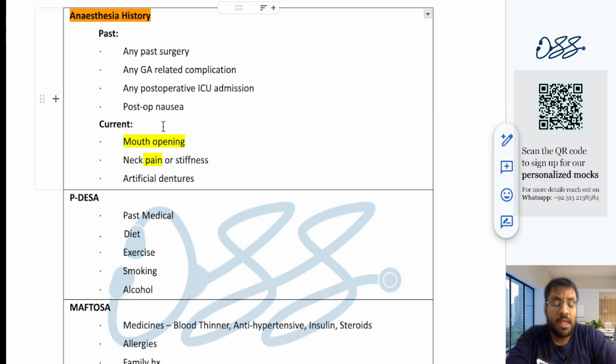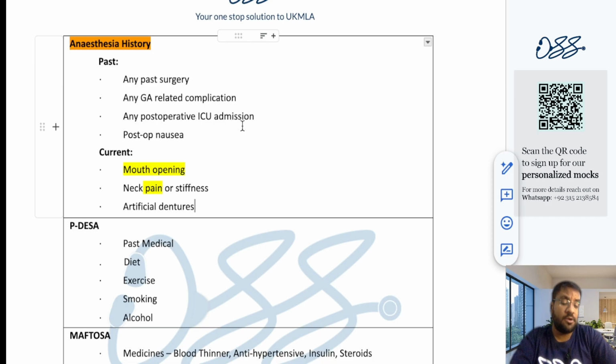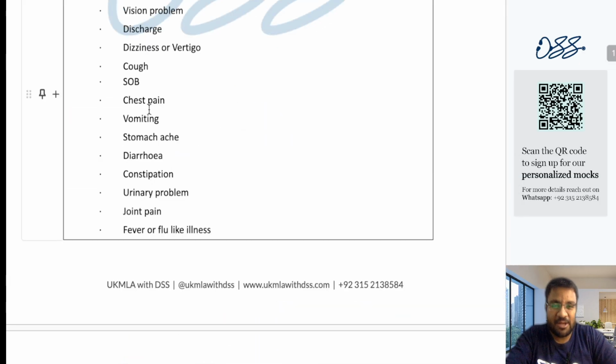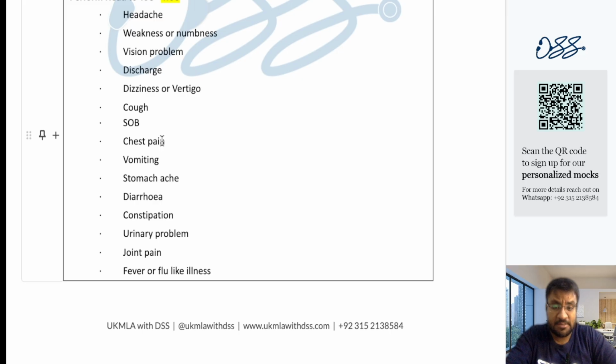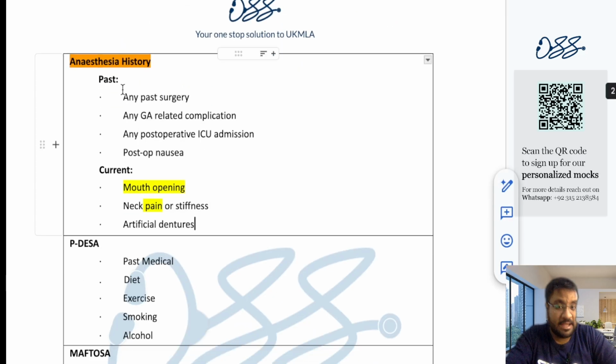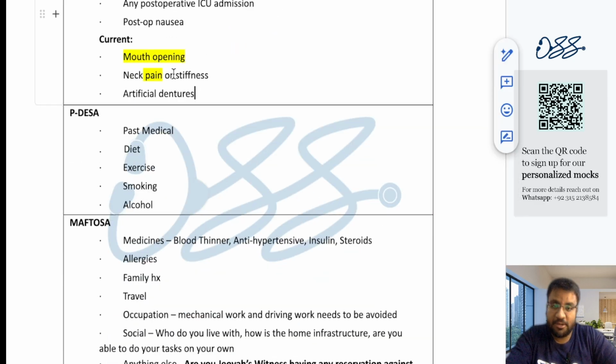So you have to make sure that you are asking all of these questions: past surgery, GA related complications, any post-op ICU admission, post-op nausea, vomiting, mouth opening, neck pain and neck stiffness, and artificial denture. All of it needs to be asked. You cannot just skip one or two particular things and get away with it. If you skip a particular thing in the review of systems, it's still acceptable, but making an error in this layer is not acceptable at all. So make sure that you do it.